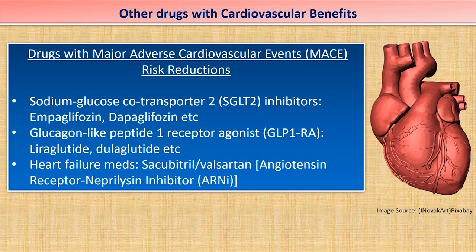The last class of drug will be a drug that is beneficial for patients with heart failure. So this drug is actually known as angiotensin receptor neprilysin inhibitor. In short, normally called ARNI. So a very commonly used one will be sacubitril valsartan.